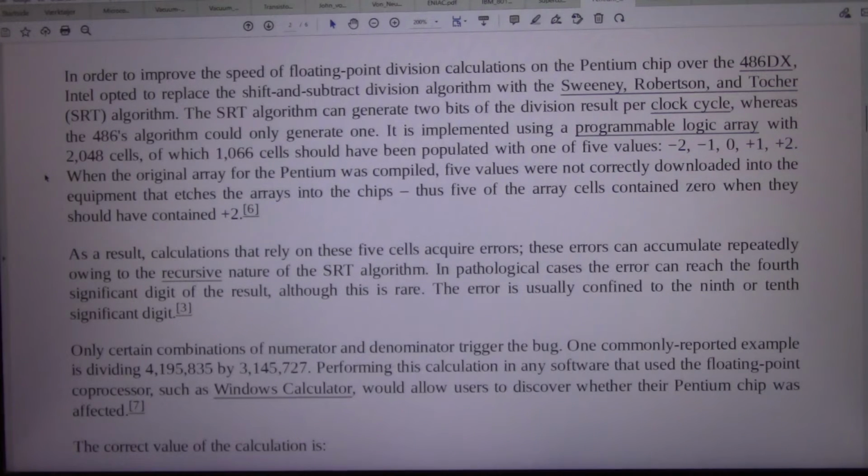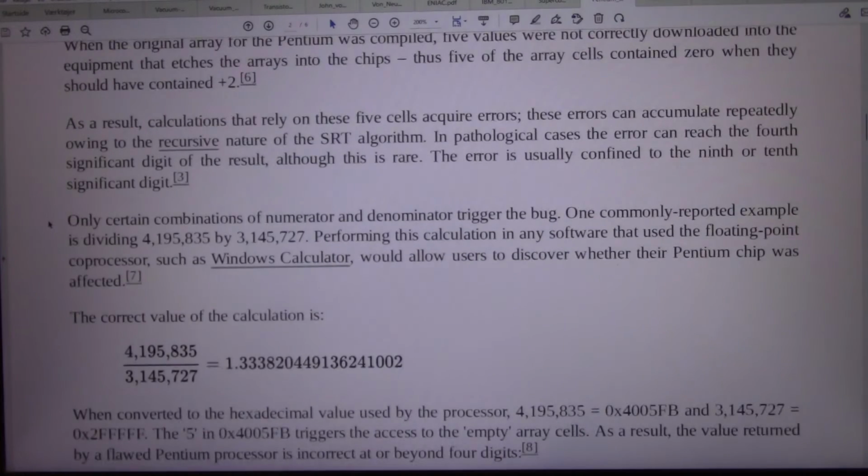When the original array for the Pentium was compiled, 5 values were not correctly downloaded into the equipment that etches the arrays into the chips. Thus 5 of the array cells contained 0 when they should have contained +2. As a result, calculations that rely on these 5 cells acquire errors.